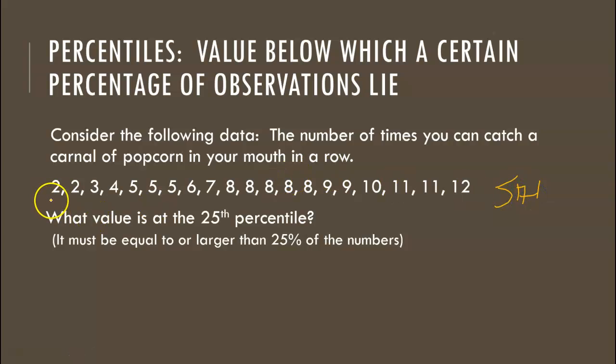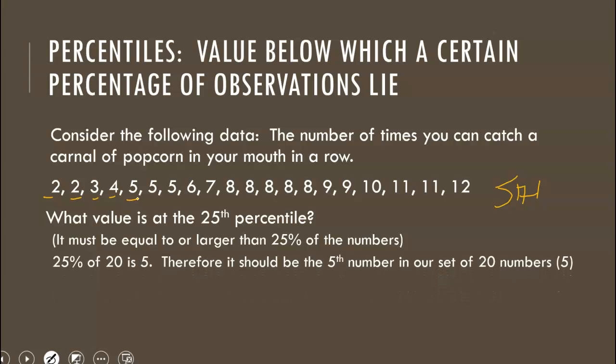And so here's 1, 2, 3, 4. My 5th number is a 5. So anything that would be 5 or below would be considered in the 25th percentile. So it would look something like this. I would take 25% of 20, which is 5. Therefore, it should be the 5th number in our set of 20 numbers, which is a 5. So that means the 5 would be considered the 25th percentile.